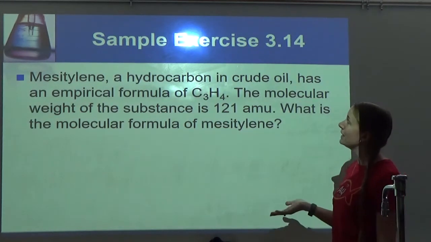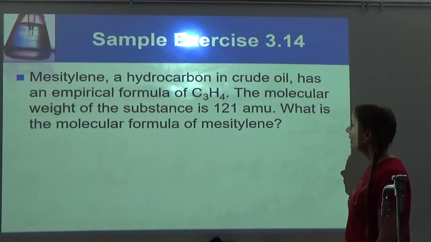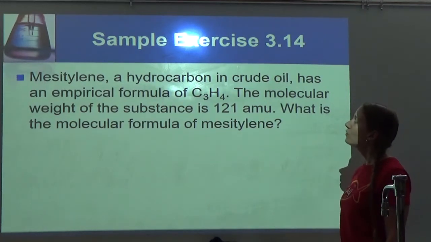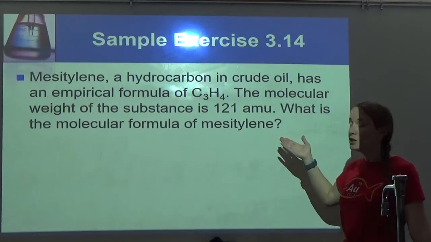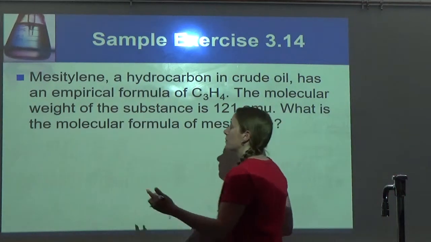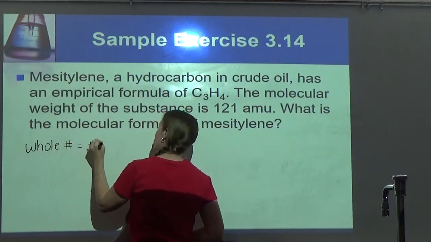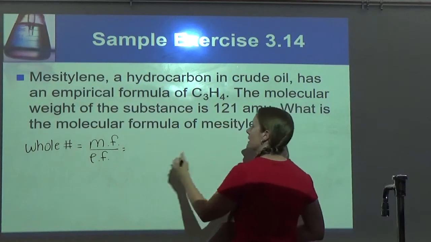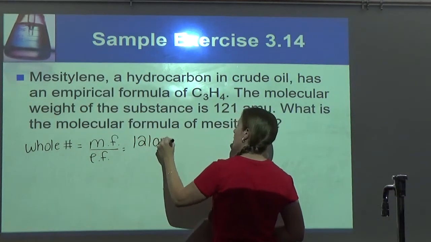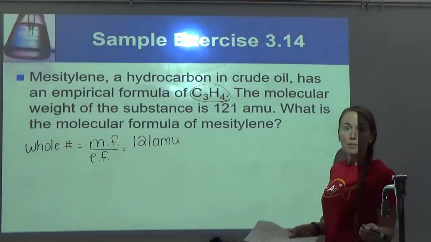So, acetylene, a hydrocarbon in crude oil, has an empirical formula of C3H4. The molecular weight of the substance is 121 AMU. What's the molecular formula of acetylene? So, they used AMU this time, which is fine. I can just use AMU also. Okay, so remember, my whole number multiplier is my molecular formula over my empirical formula. Well, they gave me the molecular formula, it's 121 AMU, and then they gave me the empirical formula, so I just need to add up the molar mass.